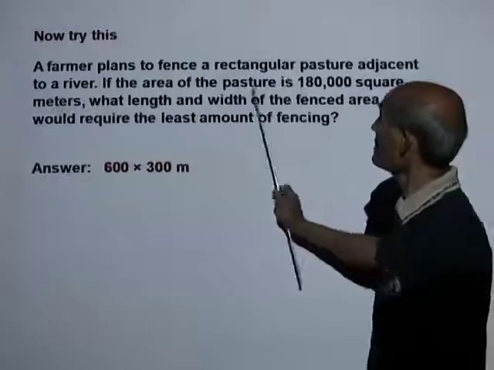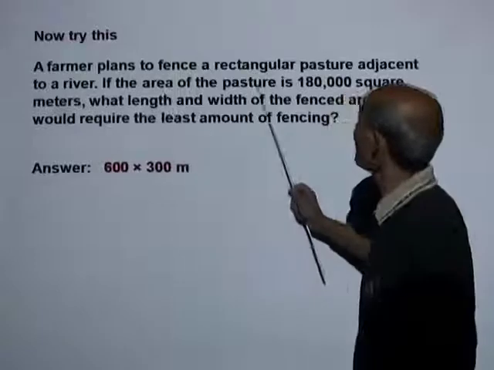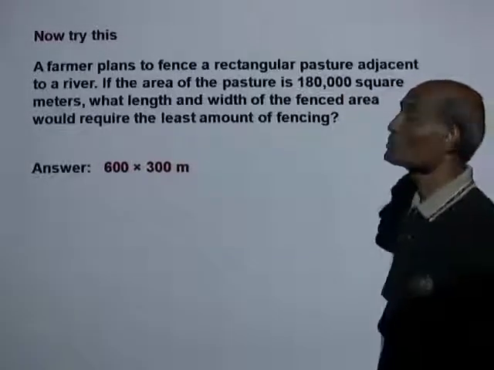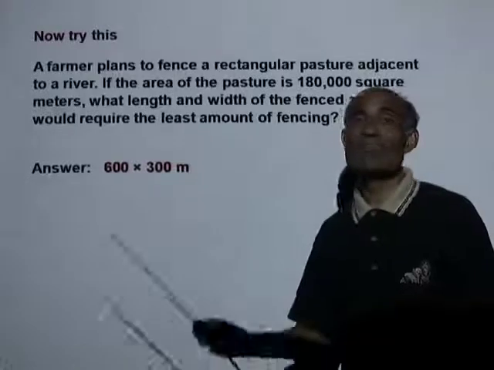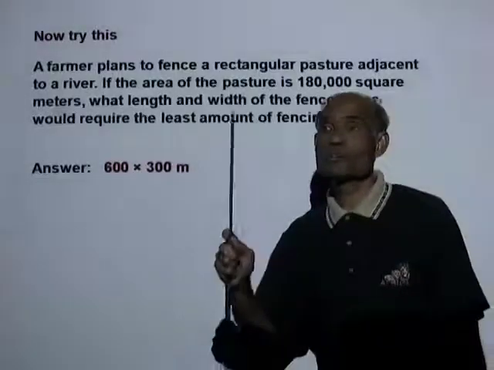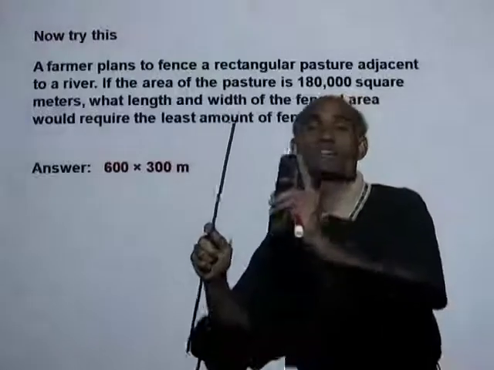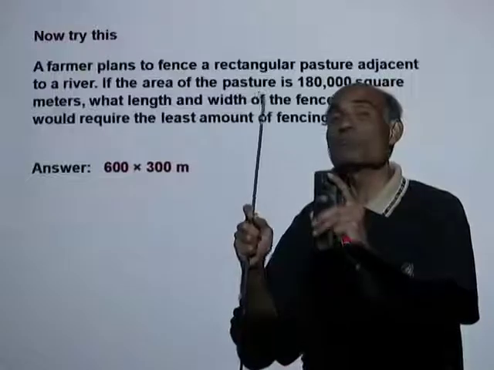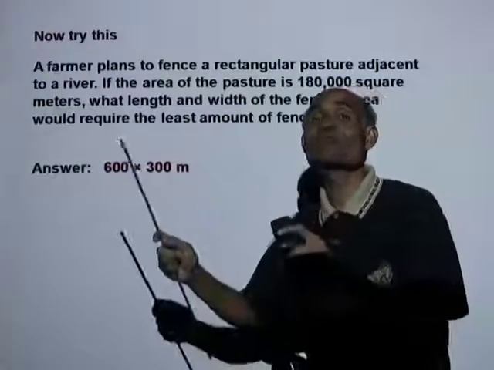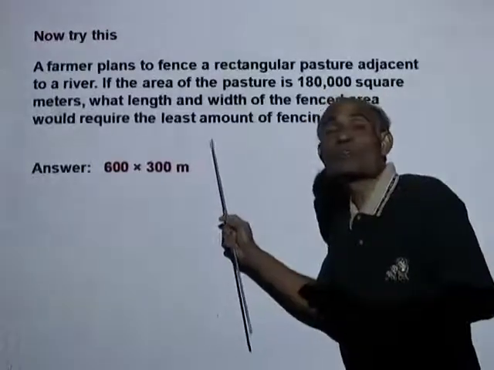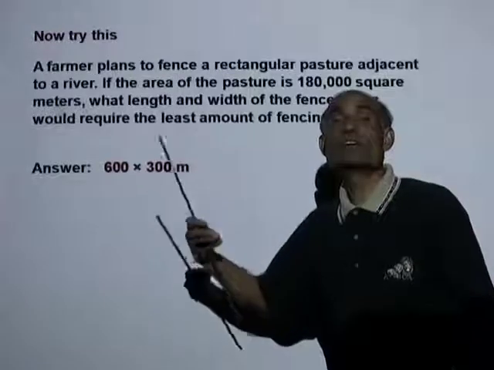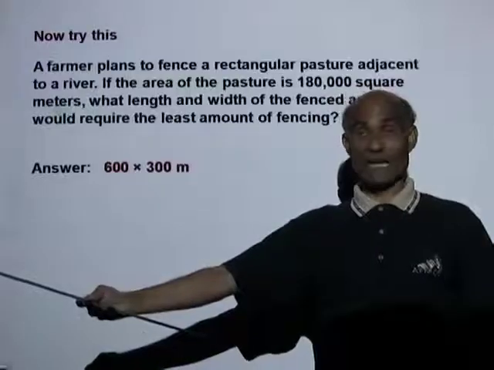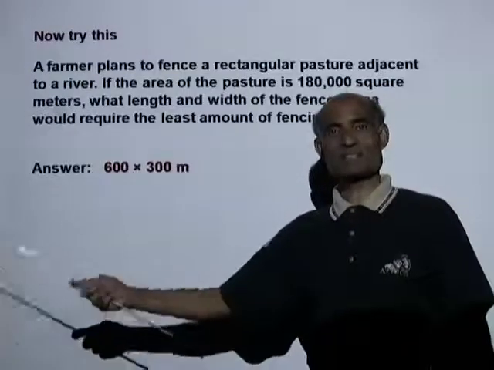And it is given that the area of the pasture is 180,000 square meters. In other words, if you now set up what is area in terms of x and y, you will be able to eliminate y in terms of x, and then bring it into this equation. Obtain the equation of the perimeter only in terms of x, and then proceed. That's the method.